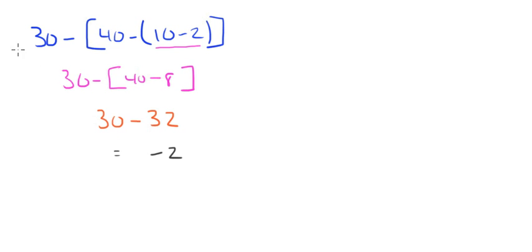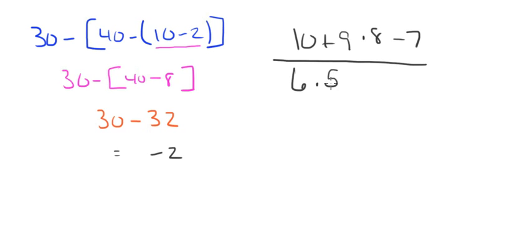Okay, let's do C. I'll do it over here, I guess. All right, C is 10 plus 9 times 8 minus 7 divided by 6 times 5 minus 4 minus 3 minus 2. Wow. Okay, no parentheses or anything. So now we're just going to do this problem.